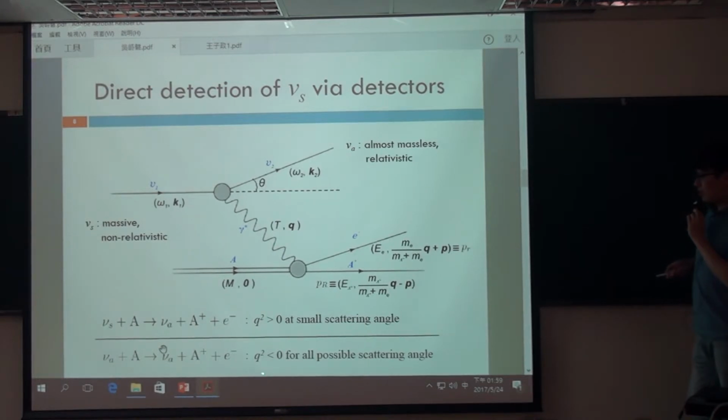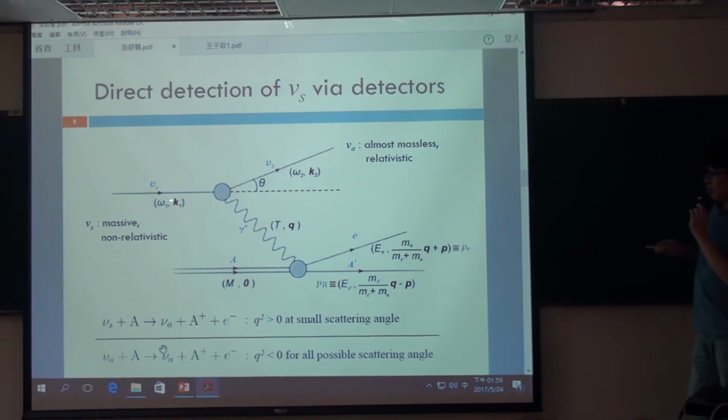So the four-momentum transfer is always negative. But for this kind of very massive but slow sterile neutrino that comes in and becomes a very light and very fast neutrino, because there is a lot of mass energy in the final state, at a certain T and scattering angle, this four-momentum transfer will become positive.